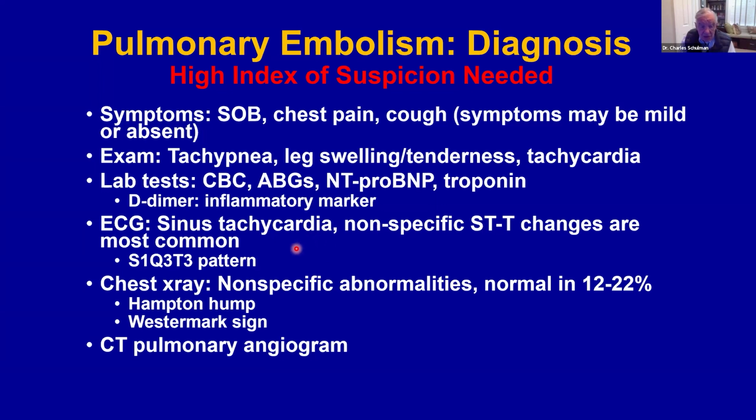The most common ECG findings are sinus tachycardia and nonspecific ST-T changes, although there is a pattern called the S1Q3T3 pattern that was described by Doctors McGinn and Paul Dudley White back in the 1930s, which is not specific for pulmonary emboli, although in the right setting, you should consider pulmonary emboli. Chest X-ray findings are generally non-specific and may be normal, but there are two signs that I'll show you. And of course, CT angiogram is the definitive test.